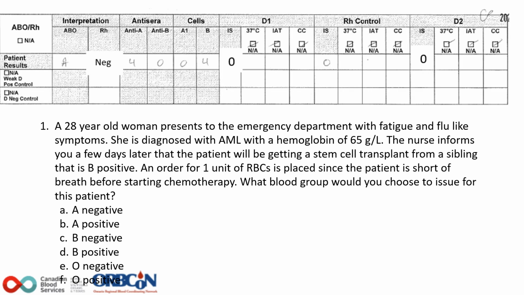This is going to be our third and final case for Tier 1. So let's take a look at what we have. Question 1 is a 28-year-old woman presenting to the emergency department with fatigue and flu-like symptoms. She's diagnosed with AML with a hemoglobin of 65. The nurse informs you a few days later that the patient will be getting a stem cell transplant from a sibling that is B positive, and an order for 1 unit of red blood cells is placed, since the patient's short of breath before starting chemotherapy. Which blood group would you choose to issue for this patient?